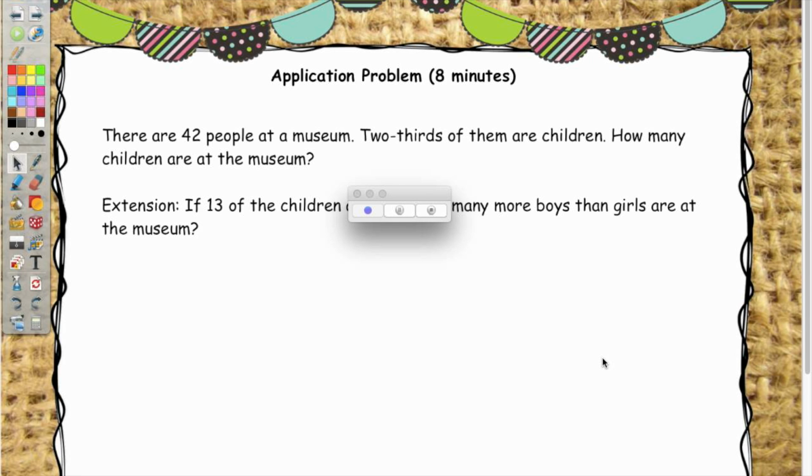Today we're going to practice fractions of a measurement. Before we do that, let's review what we've been doing in math class, okay? So don't worry about the extension yet.